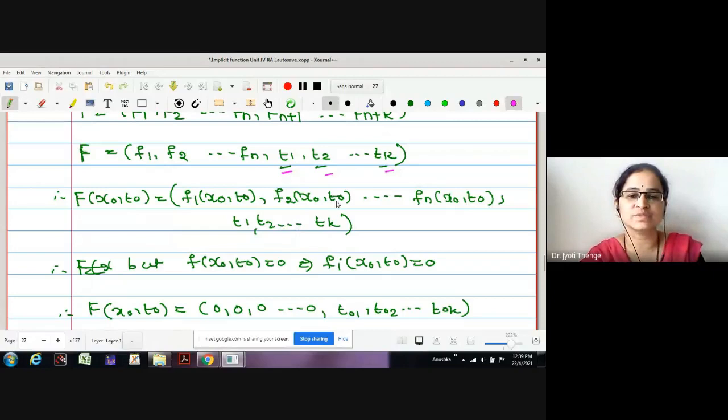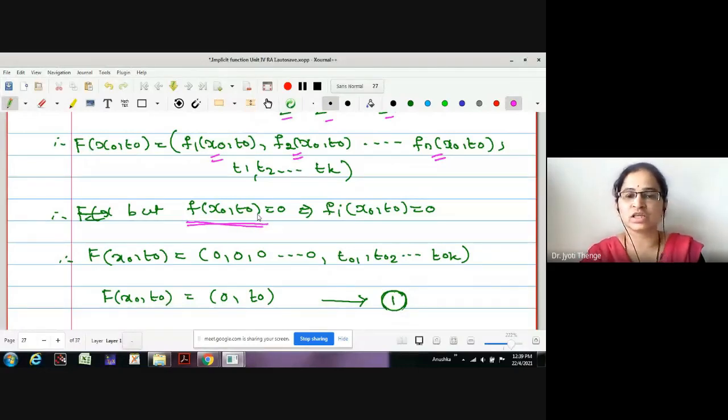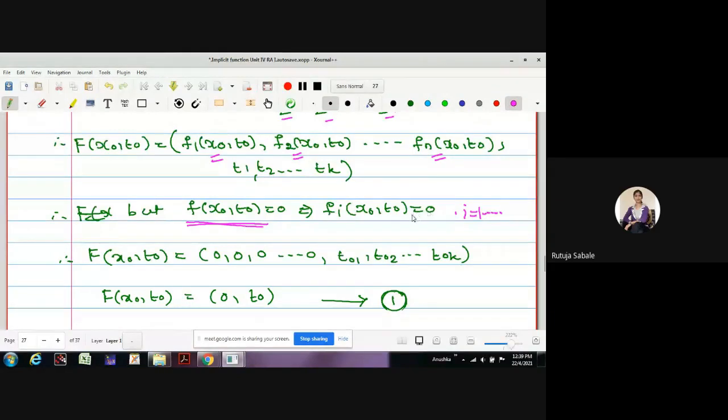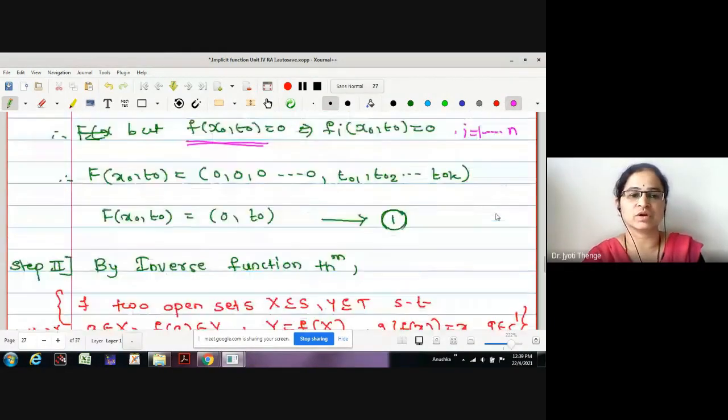Therefore, if we observe the values f1(x naught, t naught), f2(x naught, t naught), up to fn(x naught, t naught), they are 0, because it is given that f of (x naught, t naught) is 0. And for how many values is it? For i equals 1 to n, each coordinate function. So the value of capital F at the point (x naught, t naught) we have obtained as (0, t naught), and we have denoted the point by x.